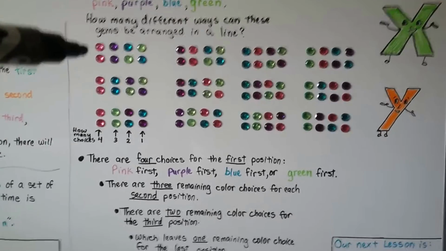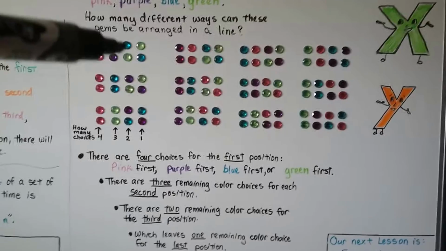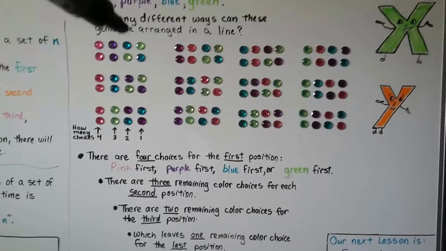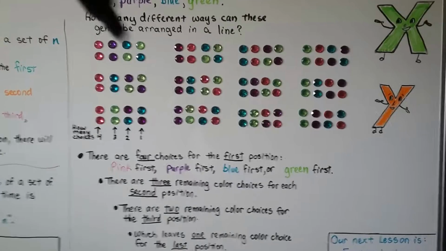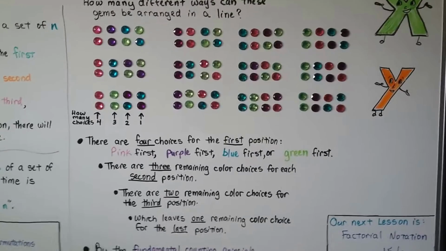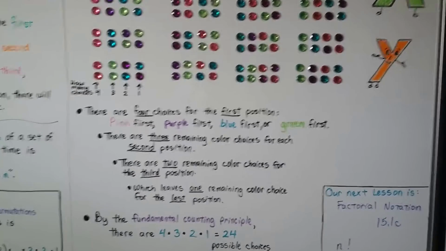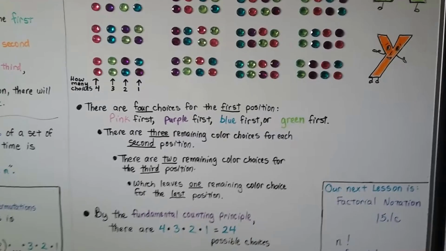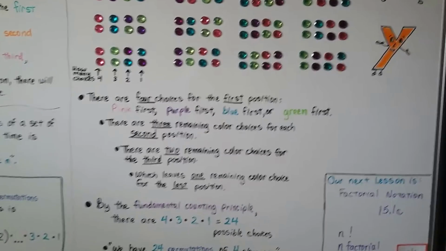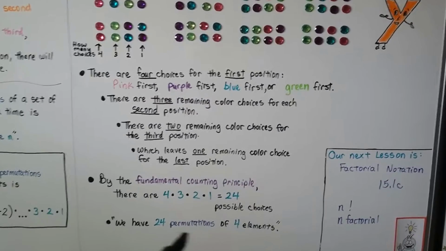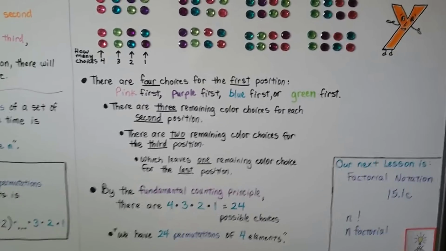If we do choose pink and then purple, we only have 2 choices for the third position, blue or green. And if we do choose blue, we only have 1 choice, the green one, see? And it's the same for each one of these. And by the fundamental counting principle, there's 4 times 3 times 2 times 1 possible choices, which is 24 possible choices. So we have 24 permutations of 4 elements. And the 4 elements are the 4 colors, see?